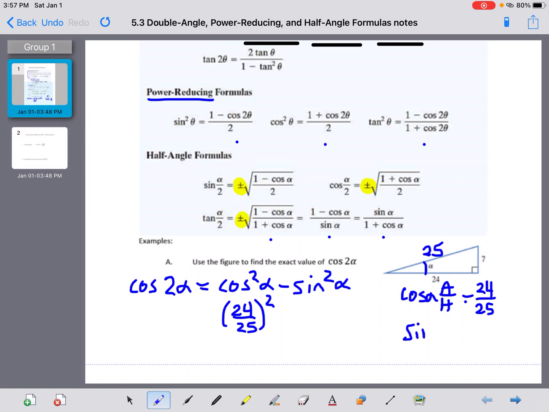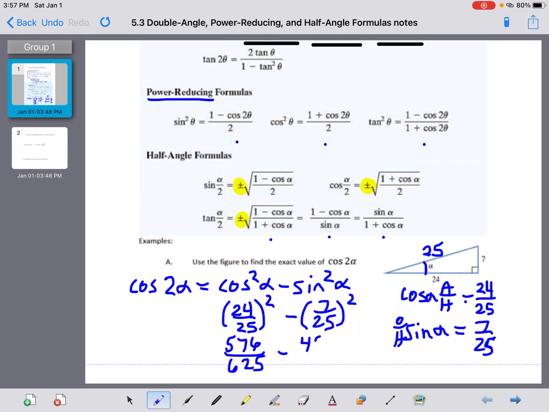My sine of alpha, same exact angle, is opposite over hypotenuse, so I'm going to have a 7 over my 25, sorry. And I'm going to plug that in for sine, 7 over 25, and I'm going to square it. So now comes the fun math. What is 24 squared? 576, but don't forget we square 25 as well. 25 squared is 625. 7 squared is 49, and thankfully 25 squared is again 625.